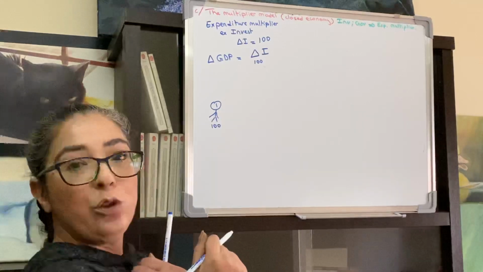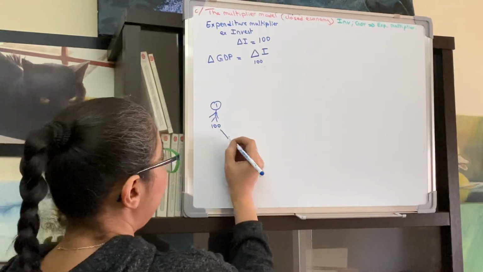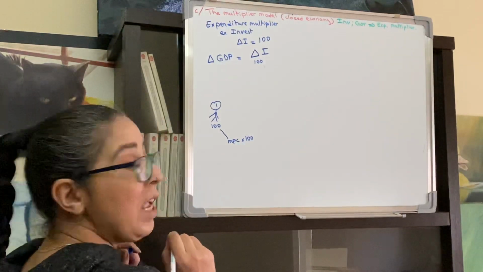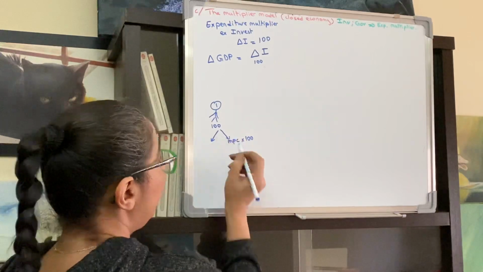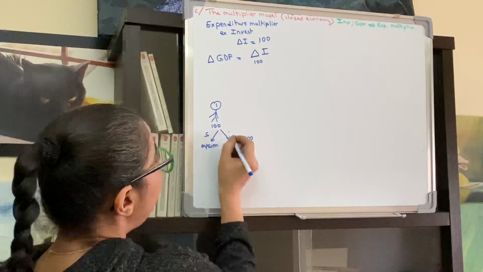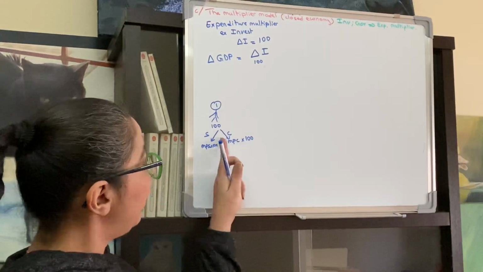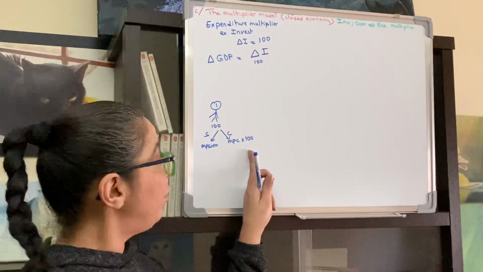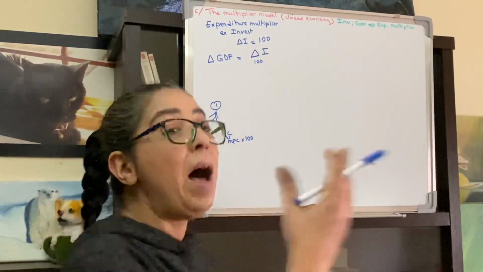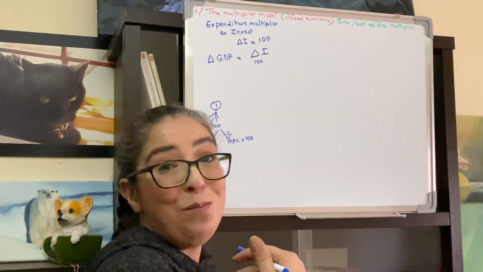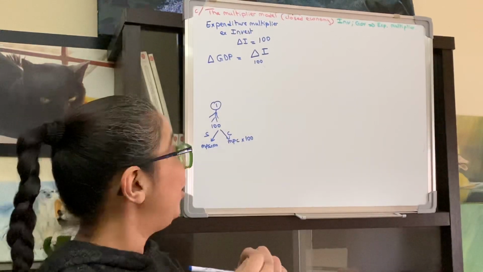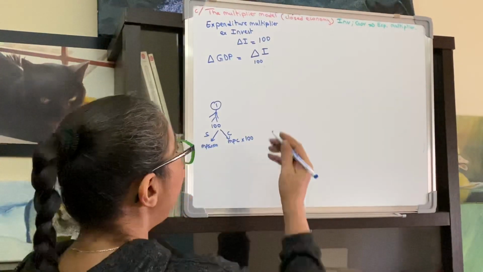What is that person going to do? That person is going to spend MPC of the $100, isn't it? And it's going to save the part that is saved, which is MPS of the 100. That's saving, that's consumption. So it's going to consume MPC times 100. That means that person is going to buy goods to consume, that were produced, so it's going to be part of the GDP. It's going to buy from the second person.